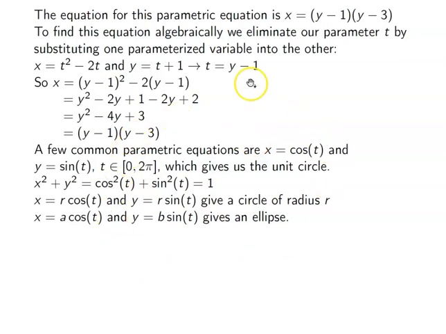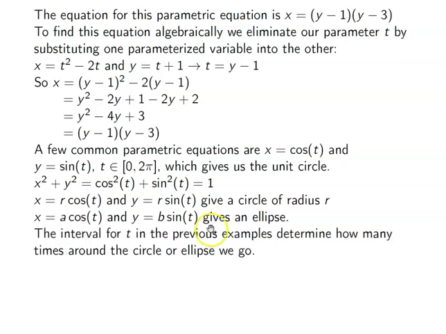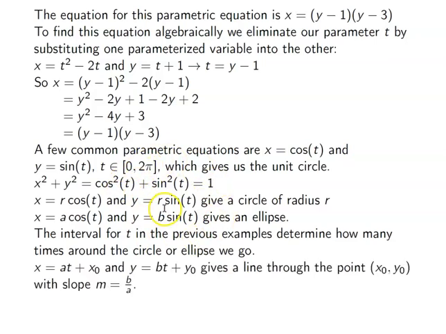And we know which direction it goes, right? Now, if I have different scalar multiples of cosine and sine, then either the x direction is going to be elongated or squished, or the y direction is going to be elongated or squished, and I'm going to have an ellipse. Okay. The interval for t in the previous example determines how many times we go around the circle or the ellipse. So for instance, if I went 0 to 4 pi, I would just go around the circle twice. Okay. So my interval for the domain of t is important as well.